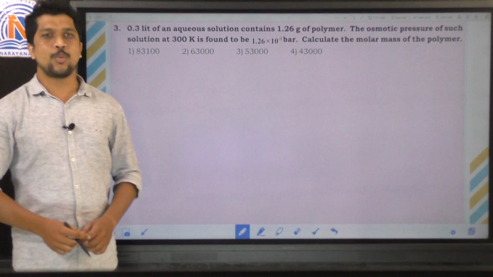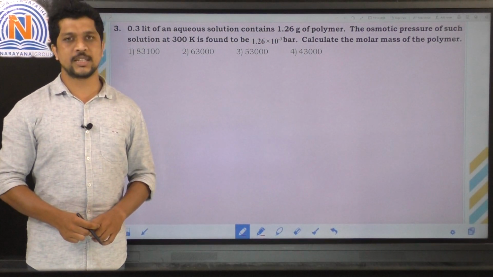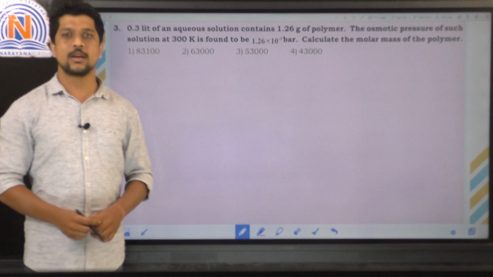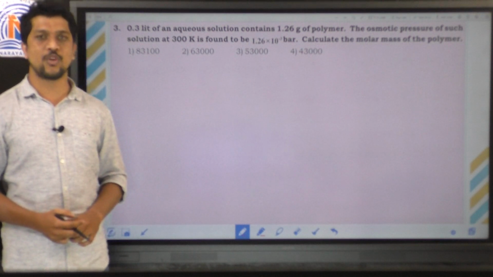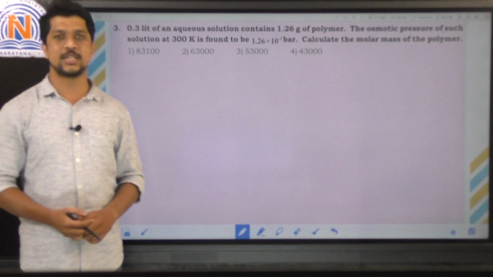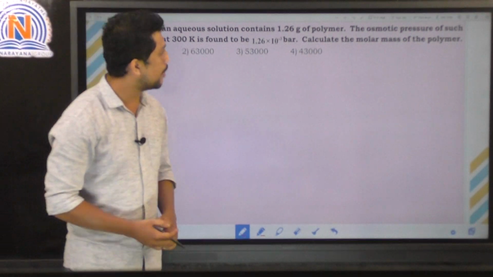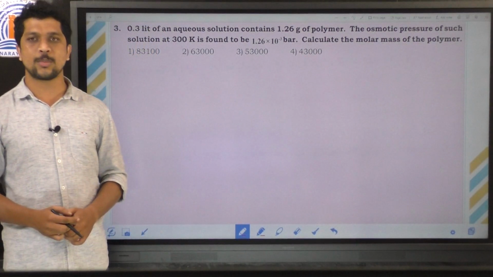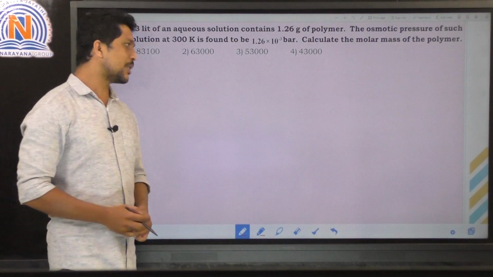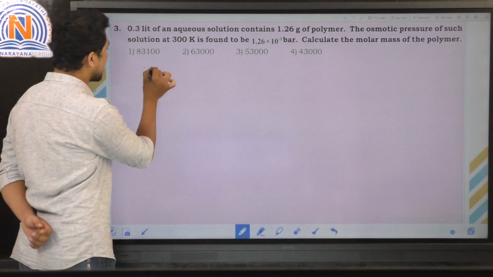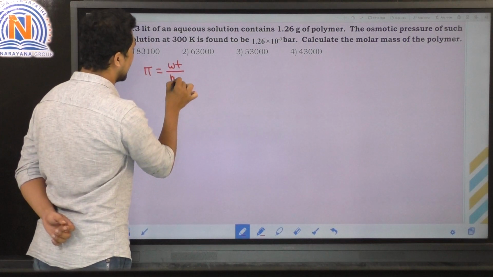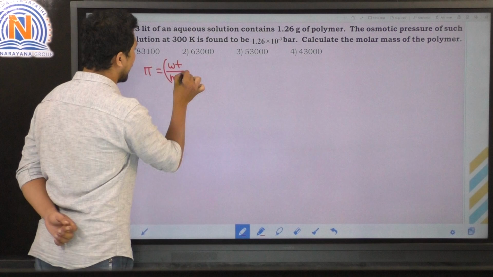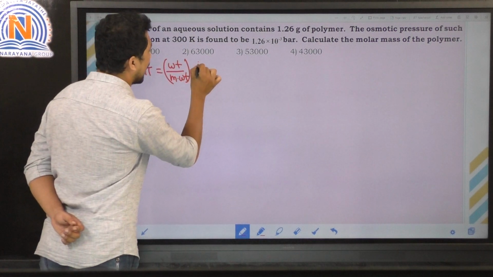Here the question, 0.3 liter of an aqueous solution contains 1.26 grams of polymer. The osmotic pressure of such solution at 300 Kelvin is found to be 1.26 into 10 power minus 3 bar. Calculate the molar mass of the polymer. This is also the same question. So the osmotic pressure pi equal to weight by molecular weight into RT by V.